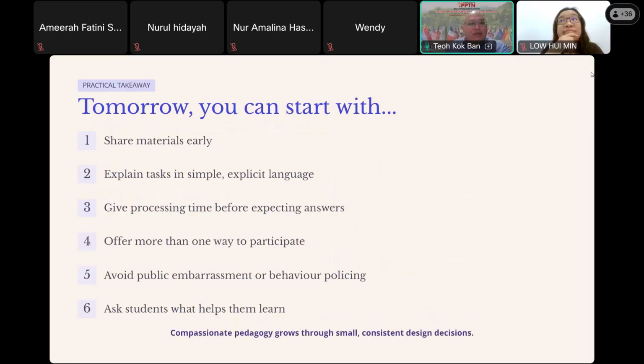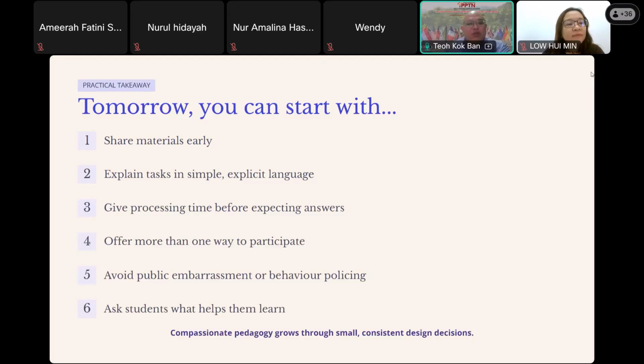All right. So almost there. As we come towards the end, I do not want compassionate pedagogy to remain only an interesting idea. I want us to leave with things that we can actually do. So here are just six very simple practices. Number one, share material early when possible. Okay, try to find a way. Number two, explain tasks using simple and explicit language.